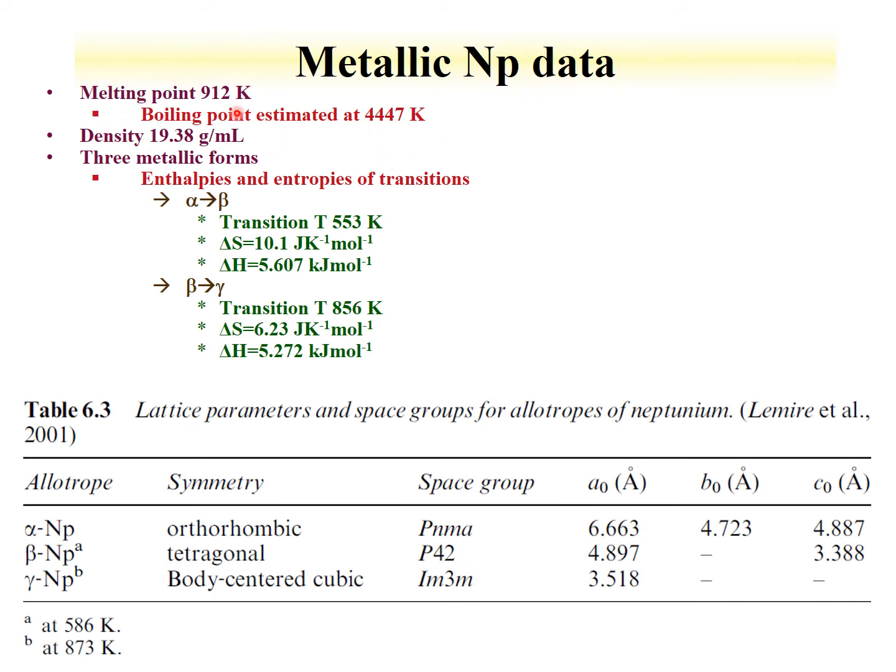Neptunium has a melting point of around 600 degrees C, an extremely low melting point, and has a very high density, close to 20. There are 3 metallic forms. The transition temperatures are listed here for the alpha to the beta, around 500 K, and the beta to the gamma, around 850 K. The symmetries of the groups have been identified: orthorhombic, tetragonal, body centered cubic. And we see this trend again compared to uranium, where we went through different symmetries and at higher temperatures ended with something similar to body centered cubic.